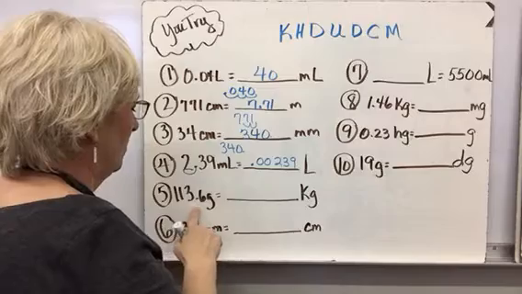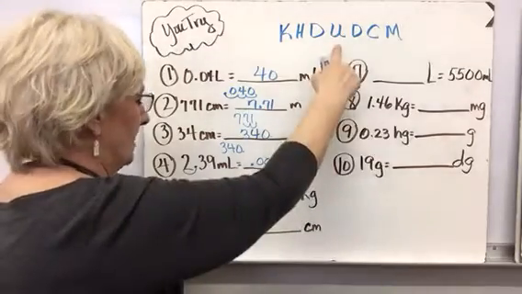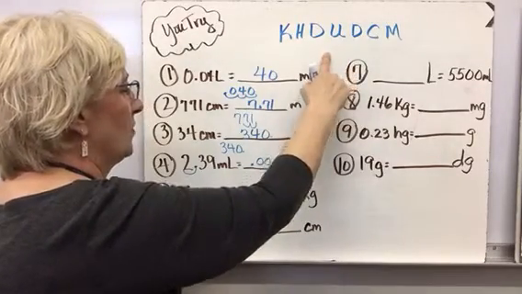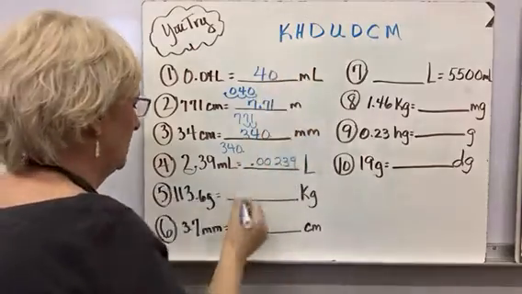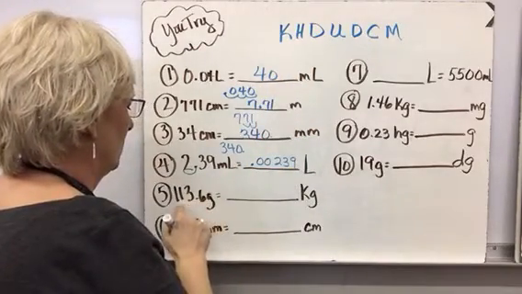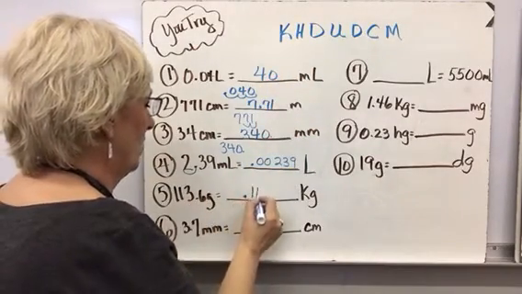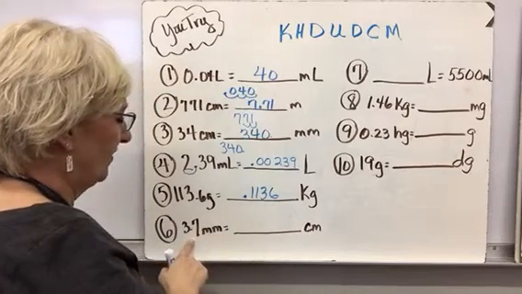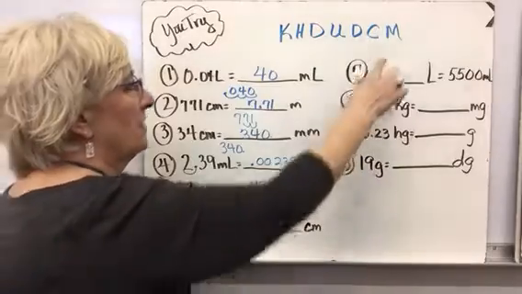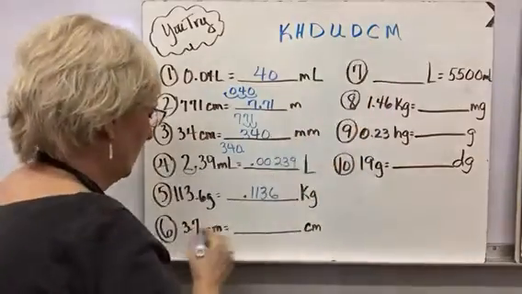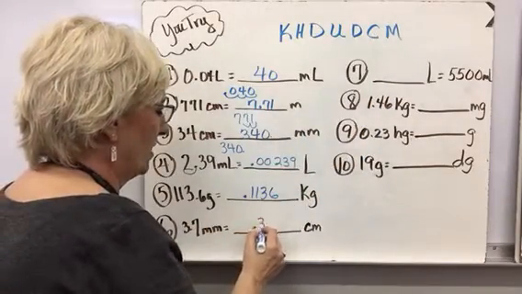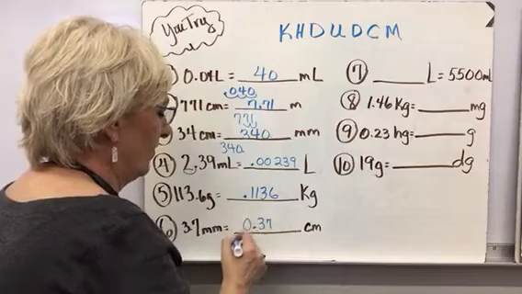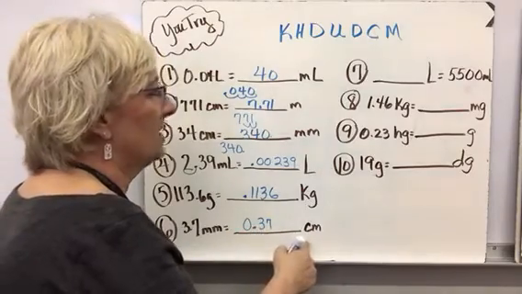Here I've got 113.6 grams. That is my unit measurement. To kilograms, I'm going 1, 2, 3 to the left. So I'm going to move this 1, 2, 3. So it's going to be 0.1136 kilograms. I've got 3.7 millimeters, and I'm going to the centimeters, 1 to the left. That's going to be 0.37. You can add a 0 here for the one spot, 0.37 centimeters.